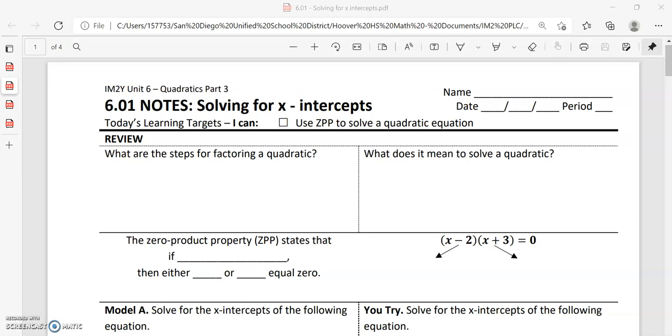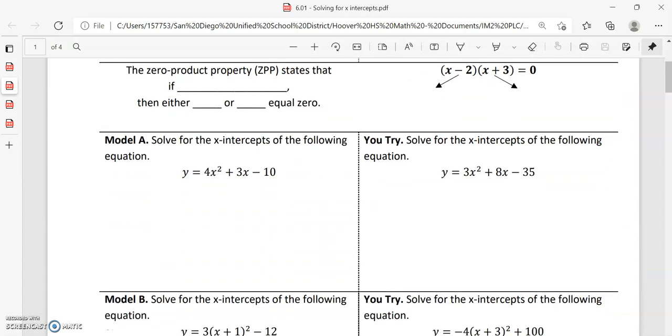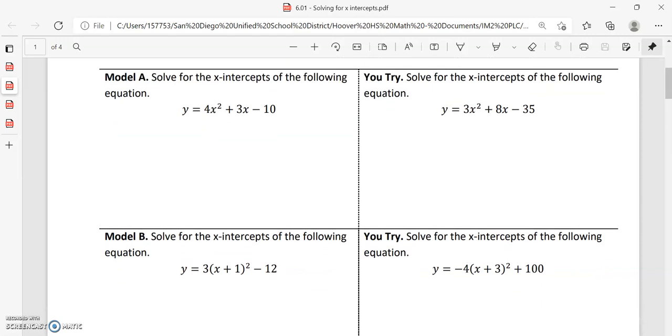6.01, solving for x-intercepts, model A. So this first model is just like what we did in Unit 5, so this should be review. We have a trinomial. It says solve for the x-intercepts of the following equation. So we're going to set this to equal 0 and solve for x. The easiest way to do this is to factor it if we can. So we do box method for the factoring.